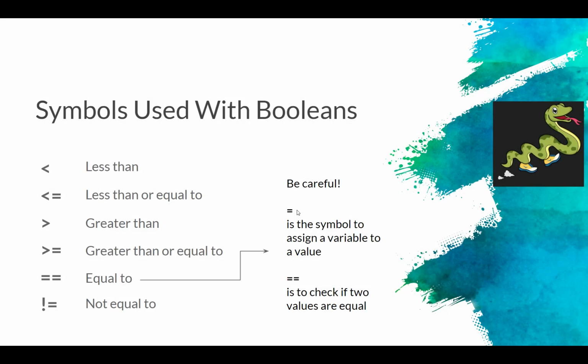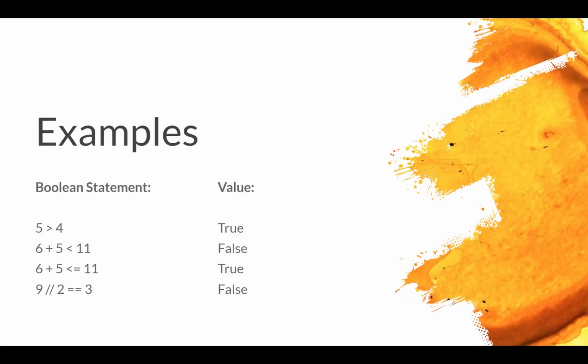So if I do x = 5, then we're setting x to equal 5. But if we do x == 5, we're saying they hold the same value. And not equal to, or !=, basically just says these two values are not the same. Alright, so if we have a Boolean statement, that's basically these equations here. Those have a value, whether they're true or false.